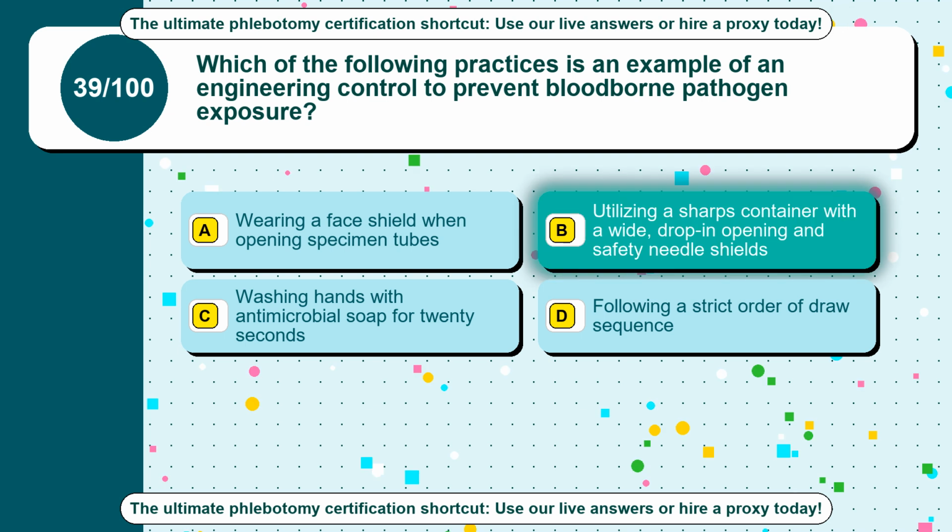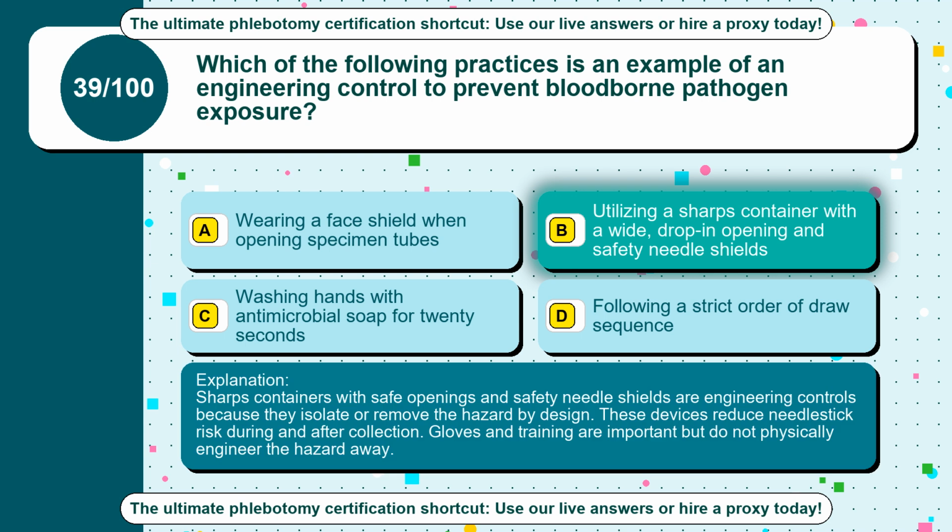The correct answer is option B. Utilizing a sharps container with a wide, drop-in opening and safety needle shields. Sharps containers with safe openings and safety needle shields are engineering controls because they isolate or remove the hazard by design. These devices reduce needle stick risk during and after collection. Gloves and training are important but do not physically engineer the hazard away.